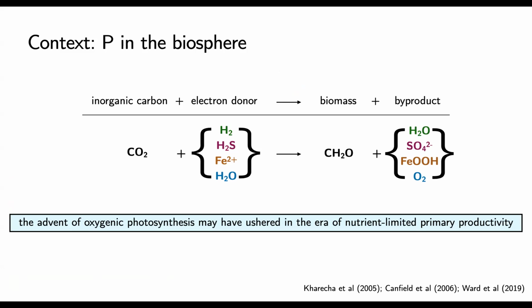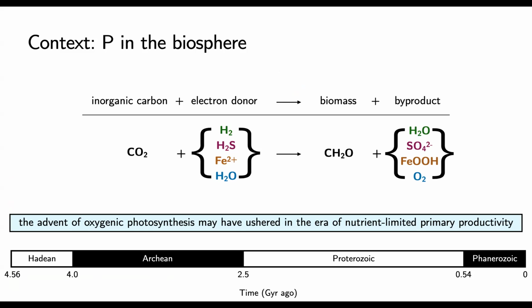And so as for when this might have happened, here's our timeline of Earth history. There is still some debate about this. We certainly know that oxygenic photosynthesis was around by the end of, or by the culmination of, the Great Oxidation Event, so the latest Archean to earliest Paleoproterozoic.